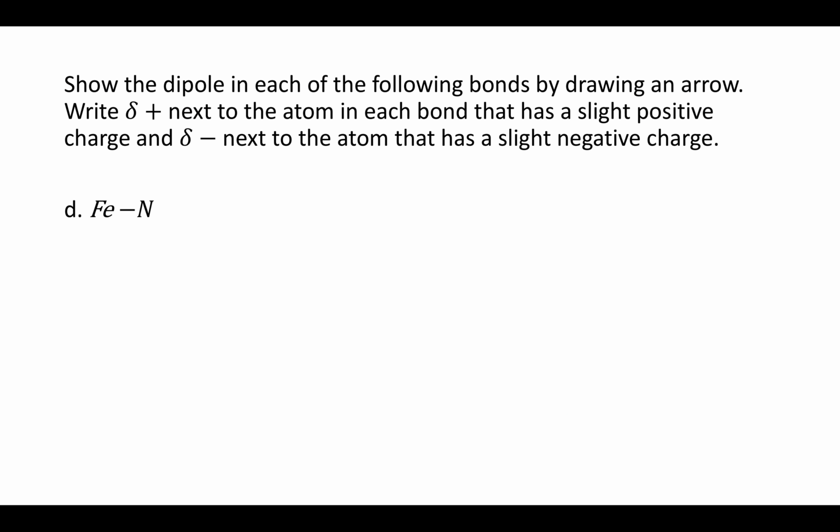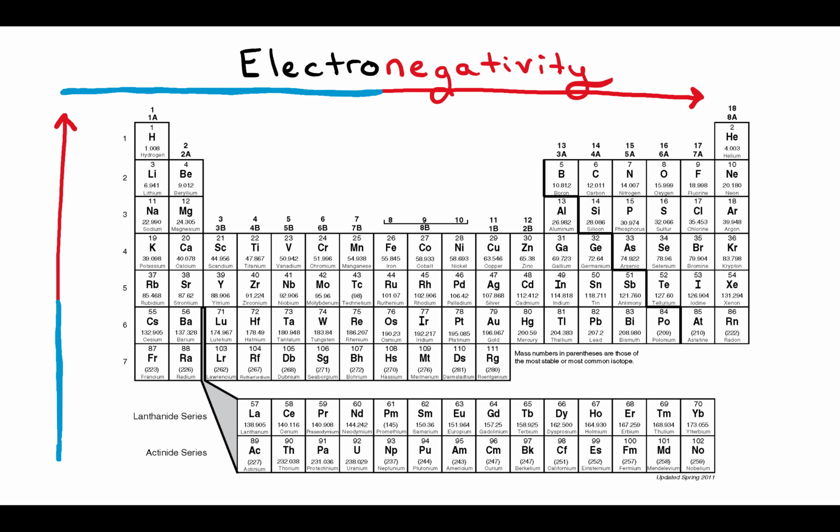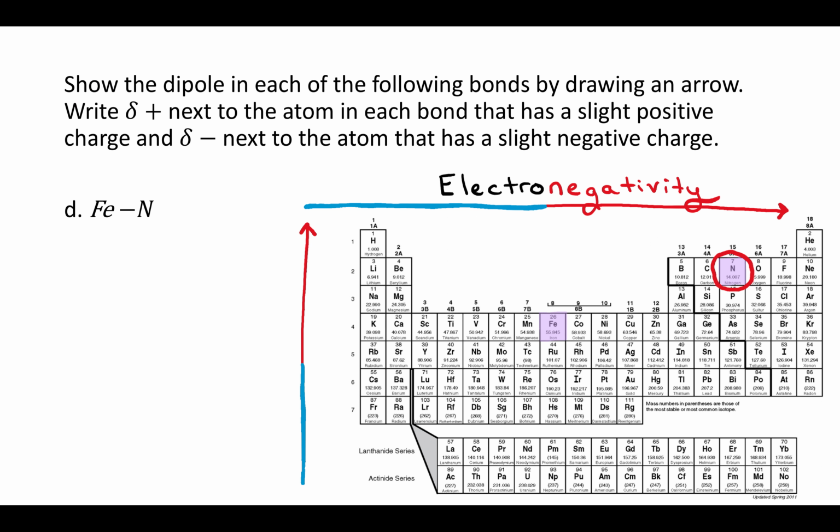How about between iron and nitrogen? So iron is here, nitrogen is up in the top right. Because nitrogen is both higher up and more to the right, it is the more electronegative element. So in this bond, the nitrogen will have a slightly negative charge, and the iron will have a slightly positive charge. And you can also draw that as an arrow going toward the more electronegative atom with a plus sign on the tail of that arrow. And that would be how you would draw the dipole on that bond between iron and nitrogen.